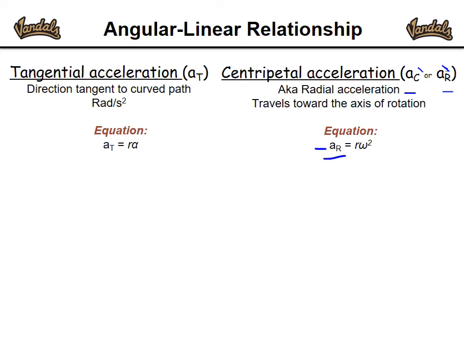And this is the angular component. And here we have the linear component. And here we have the angular component on the right-hand side. And again, so here we have radial acceleration or centripetal acceleration is radius times angular velocity squared. And so this is the only one that does not have the angular acceleration in it. And it's the square of the angular velocity. Okay, so this is going to be one that you're going to have to keep in mind.